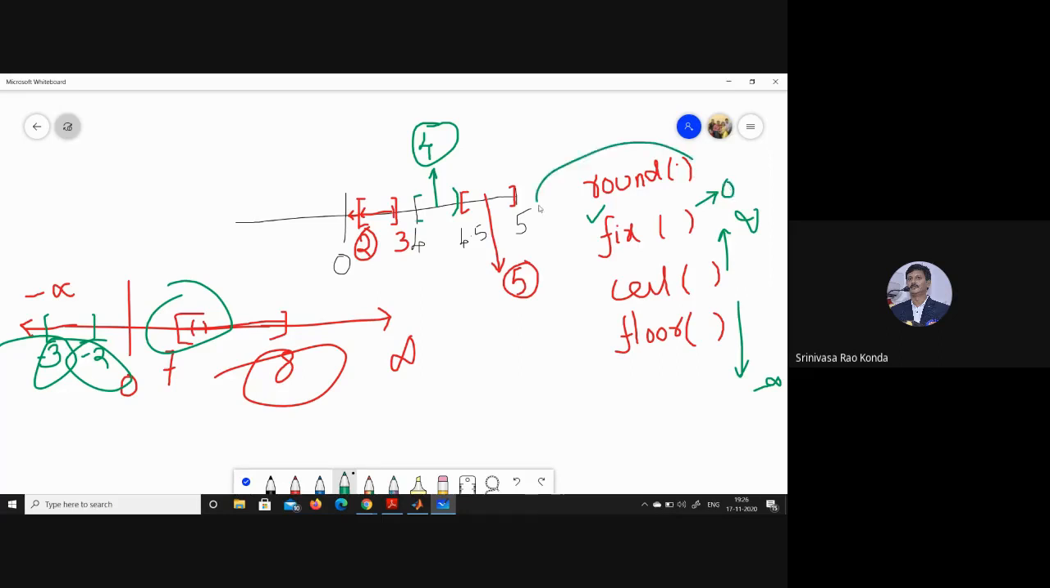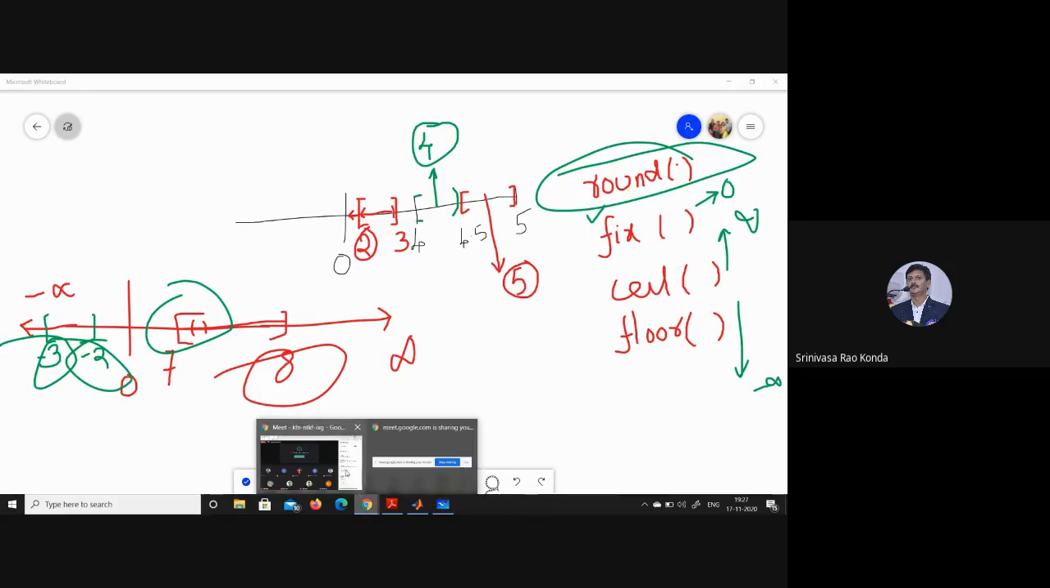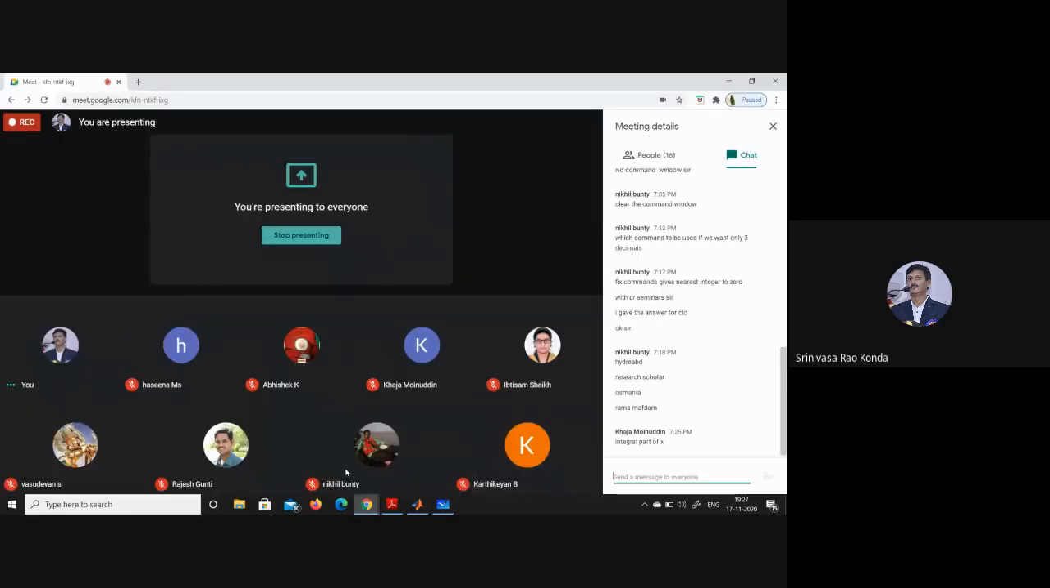Round means general rounding. Okay. Any doubts on these concepts? Otherwise, I will take another topic, about the integral part of x.